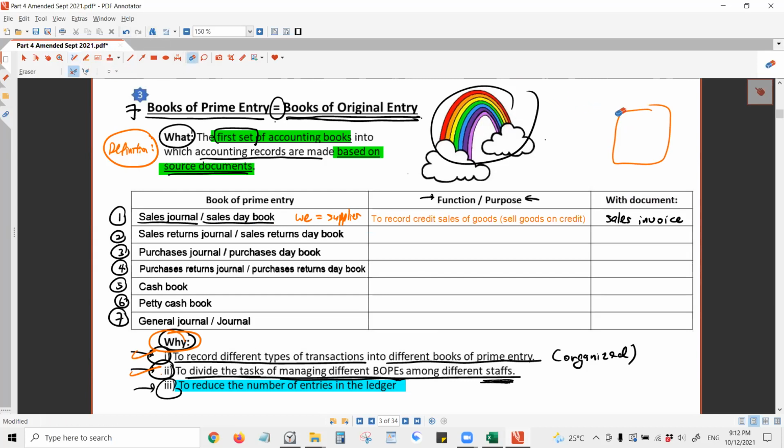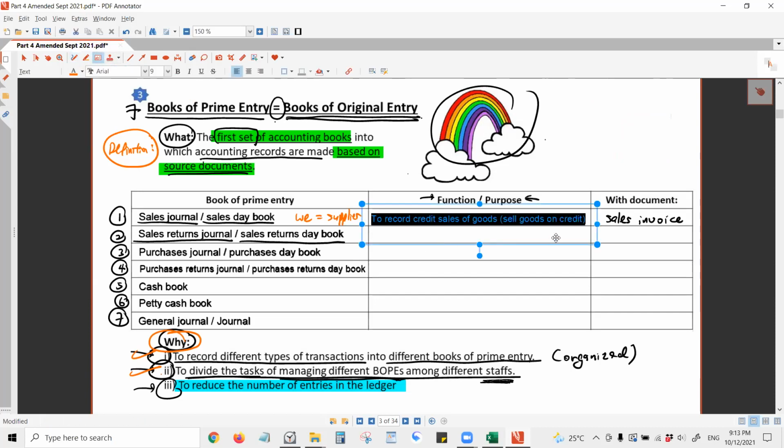So write sales invoice. Number 2, the second book of prime entry, sales return journal, also called sales return daybook, synonym. Again, we are the supplier. So how do you use this book of prime entry? Continue. Write with me.